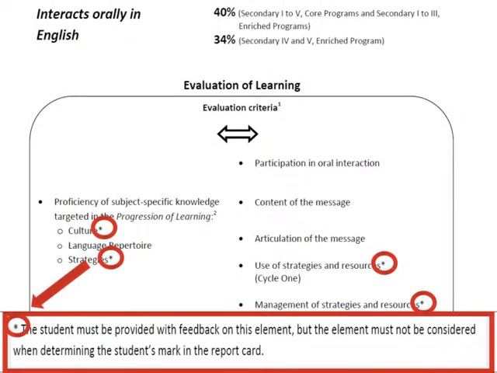The star at the end of some criteria. The star means that this element has to be evaluated, but for formative feedback purposes only. For example, the use of strategies should not be evaluated to determine the students' marks, but simply to help them improve their abilities.